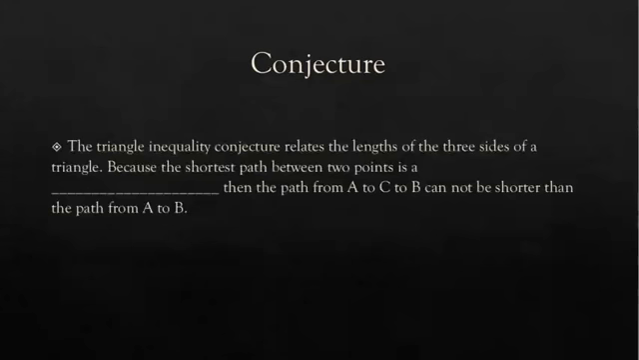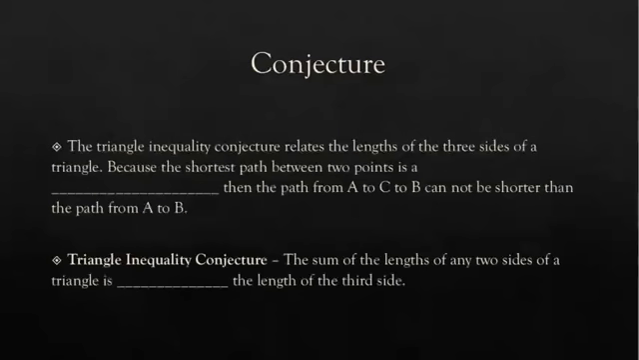So the triangle inequality conjecture relates the lengths of the three sides of a triangle. Because the shortest path between 2 points is a straight line, the path from A to C to B cannot be shorter than the path from A to B. So to put our triangle in there, the two smallest lengths have to be longer than the longest one, or else we wouldn't form a triangle. So the sum of the lengths of any two sides of a triangle has to be greater than the length of the third side.